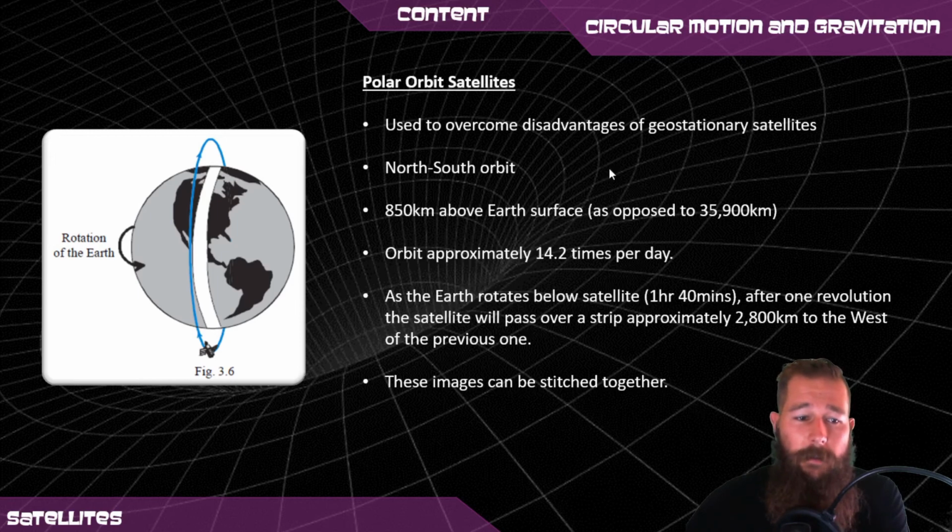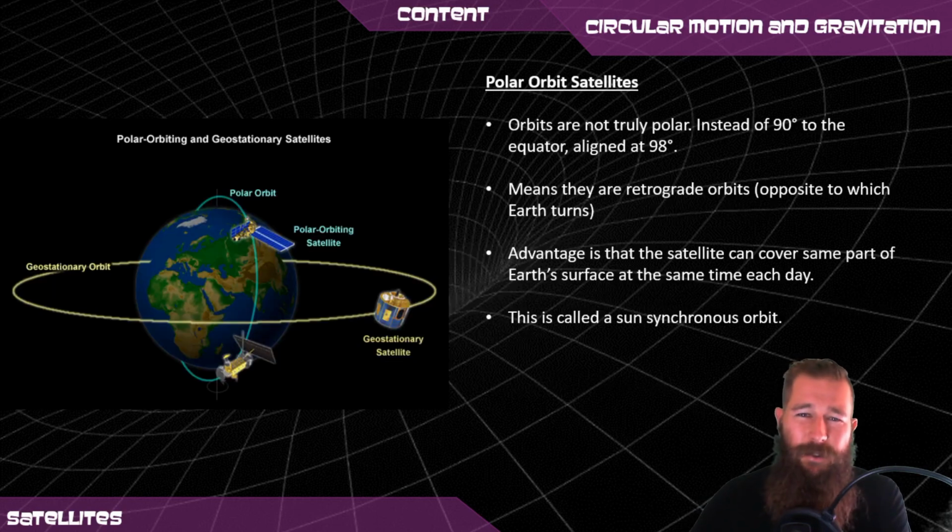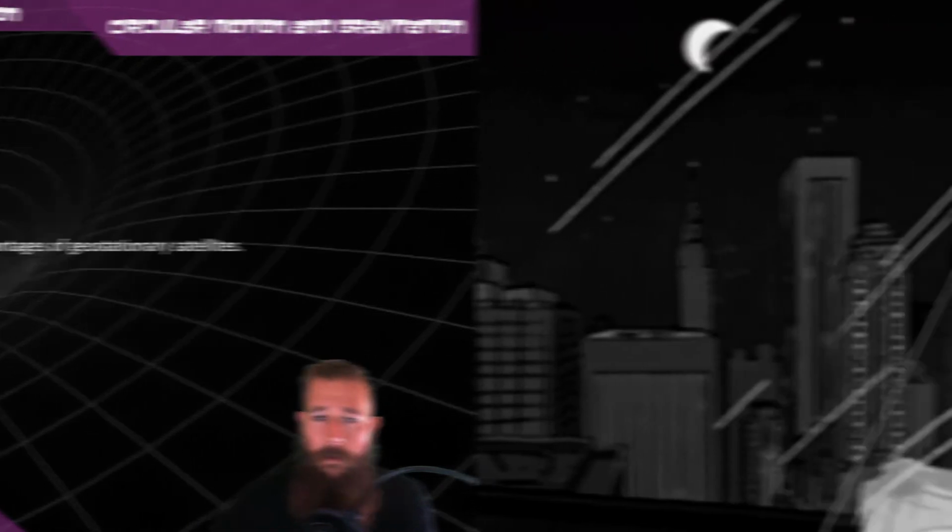So you can see on this diagram, the satellite orbits this strip, the Earth will rotate slightly, and on its next lap, it will be imaging something slightly west of what it previously imaged. And then these images can be stitched together and the information taken from them. Now, the orbits aren't truly polar, being perfectly 90 degrees, but they're around about aligned at 98 degrees. This means they're retrograde orbits, meaning they're opposite to the rotation of the Earth. And the advantage of this is the satellite looks at the same part of the Earth each time, every day.